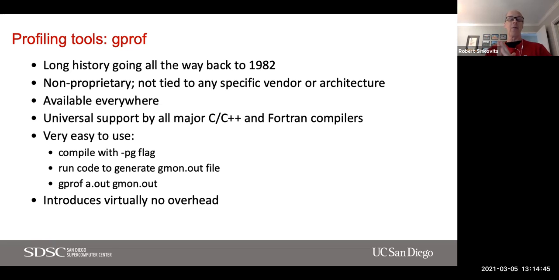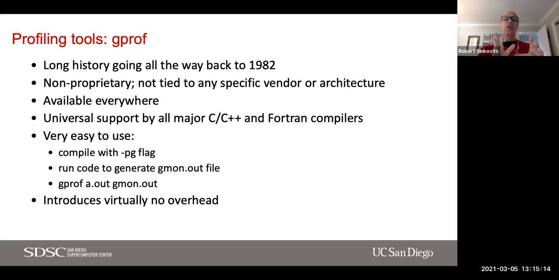It's also very, very easy to use. There are just 3 steps, and we're going to be showing this pretty soon. Compile your code with the -pg flag, so that adds instrumentation to your code. Run the code, and it's going to generate a file called gmon.out. And then you just run gprof a.out gmon.out, or whatever the name of your executable was in place of a.out. And it also introduces virtually no overhead.